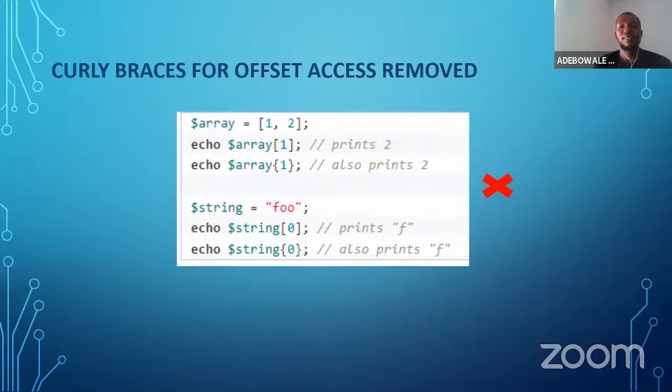There's a practice that has been accepted in PHP 7 and earlier releases, but is no more accepted now: curly braces for offset access have been removed. You can no more access a particular index of an array using curly braces, like you have here. This is accepted in PHP 7, but moving on to PHP 8, this is no more accepted, so you have to beware. This is the kind of change you have to make to your software.